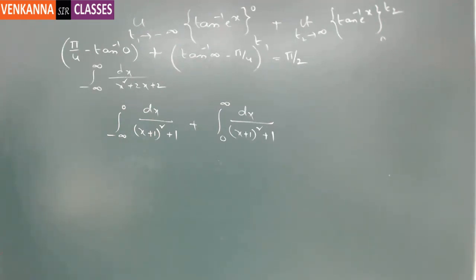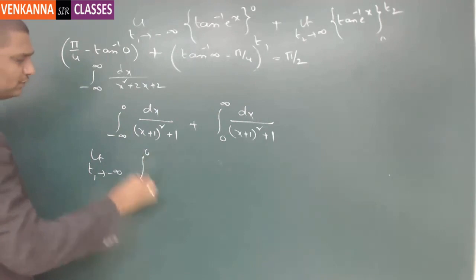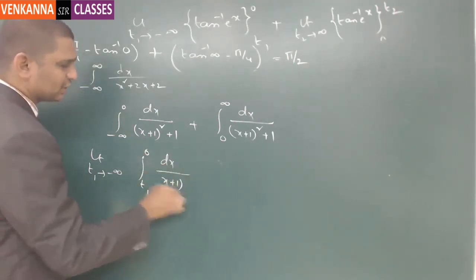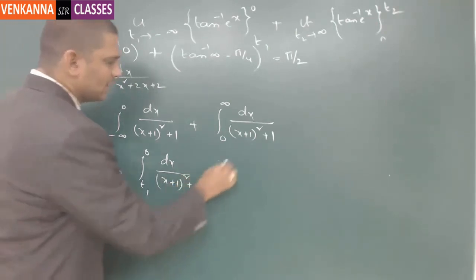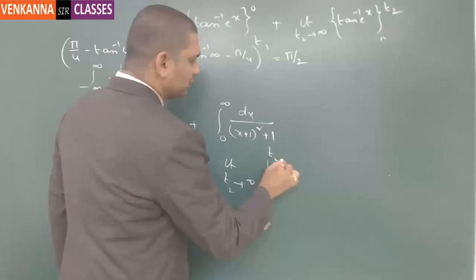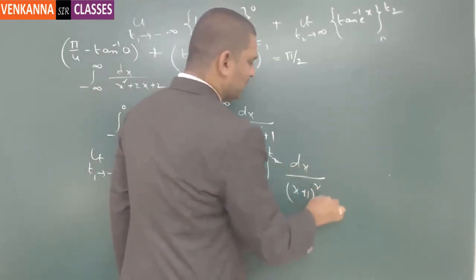Yes or no? So for this, the integration is nothing but tan inverse of x plus 1. So it is nothing but limit t1 tends to minus infinity, integral t1 to 0 dx by (x plus 1) whole square plus 1, plus limit t2 tends to infinity, integral 0 to t2 dx by (x plus 1) whole square plus 1.